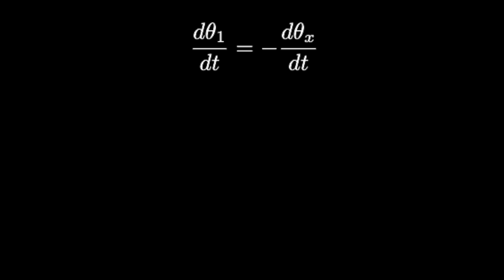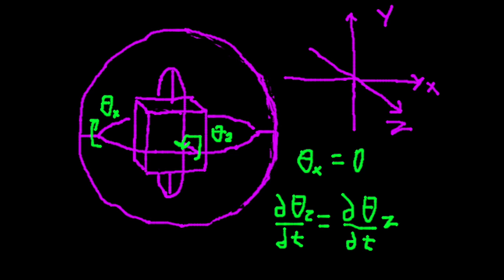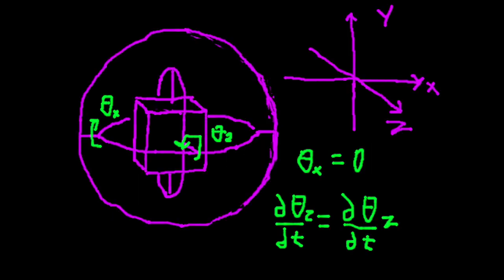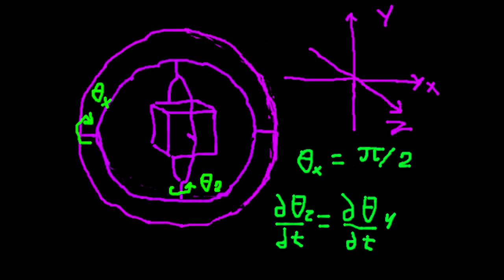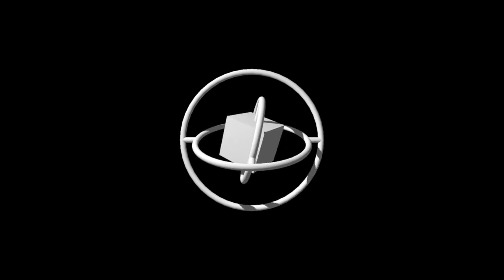For the inner ring, let's look at 2 cases. If theta x equals 0, then the axis of the inner ring is aligned with the z-axis. Therefore, its rotation rate should be equal to the z rotation rate. If theta x equals pi over 2, the inner ring is aligned with the y-axis, and therefore its rotation rate should be equal to the y rotation rate. And for all other cases, its rotation rate will be some combination of the 2.